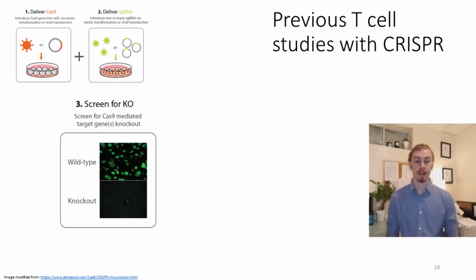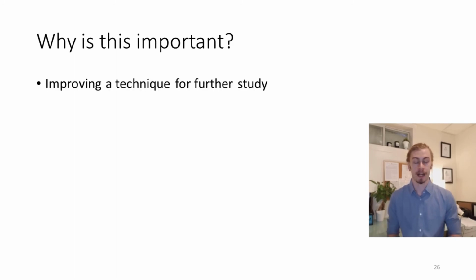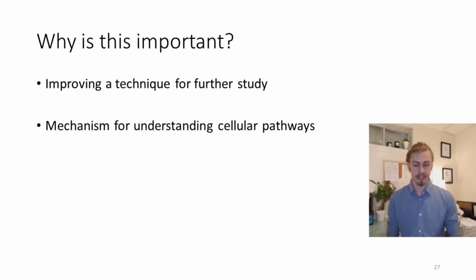An important question to ask of all science is, why is this important? This particular paper is important because it helps improve upon a technique for further study. By improving on this technique, we can hopefully use it to better understand mechanisms of cellular pathways. So now that we have some context for this paper, we can start getting into what Nüssing et al. found in the paper itself.